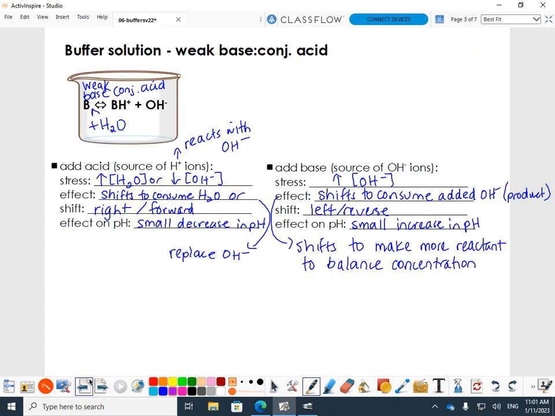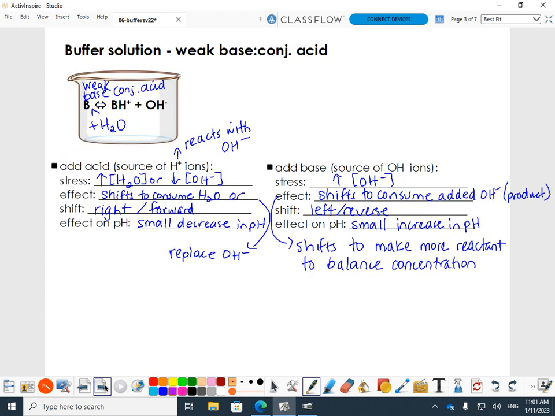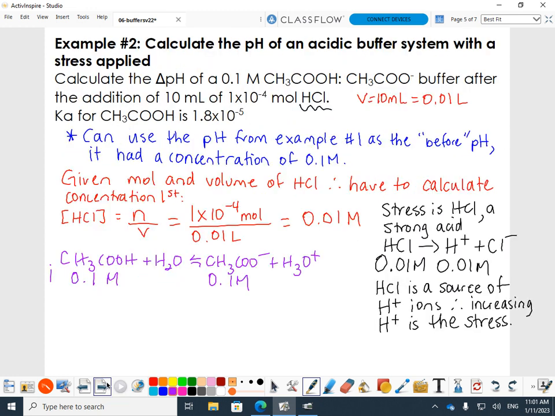When we're doing a buffer, we care about the anion and the acid. So we're going to modify or simplify our ice table, okay? This is the stress, the H3O plus or the H plus. That means that whatever you add has to be consumed, right? We just said that. So we sort of know how much our equilibrium needs to change by, which is not something that we have done before.